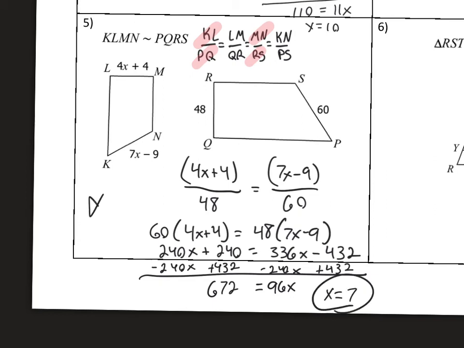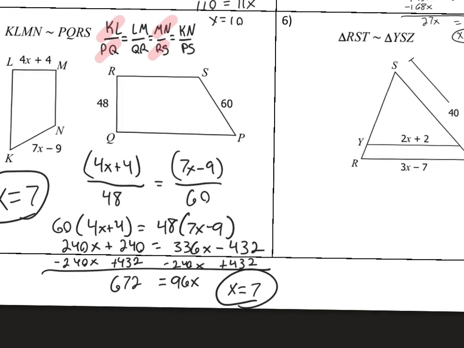We can write that in here. Now, if we wanted to, we could figure out what LM and KN are. I'll let you do that, though. That could be something that you do for yourself.